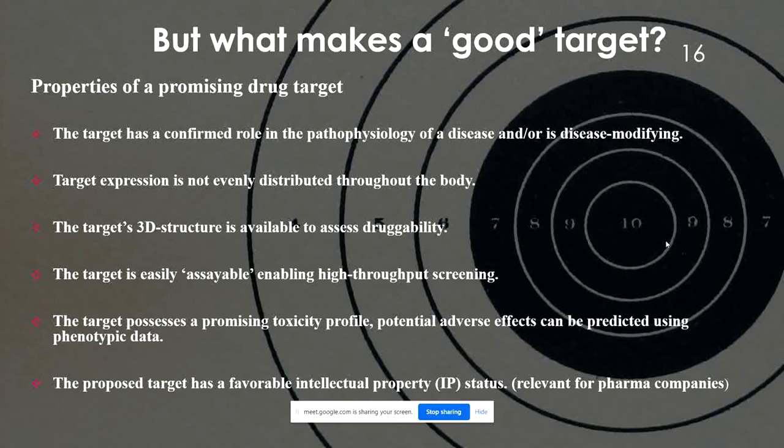Third thing is the target structure. You need a structure, because without the structure, it's really hard to design a perfect drug that will fit your molecule. You can't see a complementary effect, right? That's why we need to have a target that has a proper structure. If you don't have a structure, then of course you have to solve the structure.